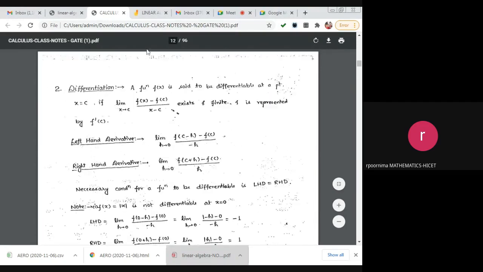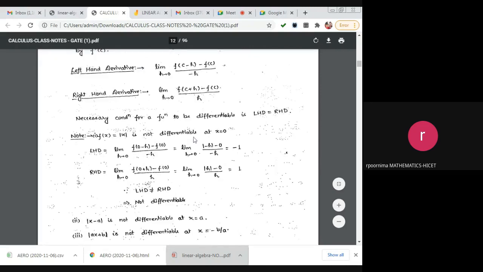Next, differentiation. A function f of x is said to be differentiable at a point x is equal to c if the limit as x tends to c of f of x minus f of c by x minus c exists and is finite. It is represented by f dash of c. The left hand derivative is the limit as h tends to 0 of f of c minus h minus f of c by minus h. The right hand derivative is the limit as h tends to 0 of f of c plus h minus f of c by h. The necessary condition for a function to be differentiable is that the left hand derivative equals the right hand derivative. So f of x is modulus of x is not differentiable at x is 0.